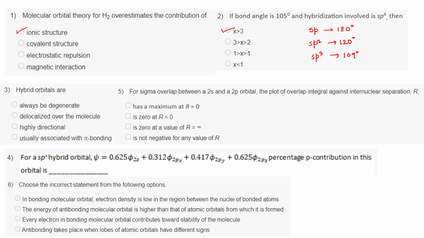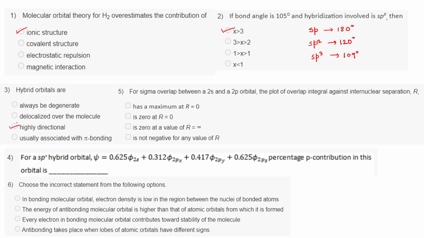Hybrid orbitals are always degenerate. That is not true. Delocalized over the molecule, highly directional, usually associated with pi bond. Actually, hybrid orbitals are highly directional. Okay, they're not delocalized over the molecule. That is coming from the VBT field, and that is one of the problematic parts of the VBT field.